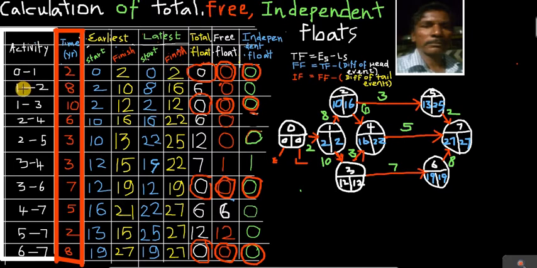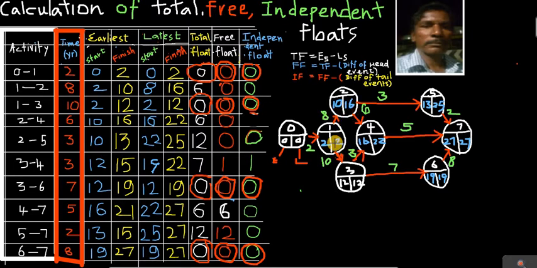Come to the next one, 1 to 2. 1 is here, 2 is here. Now is the latest start time 2 here? No, because if you come backwards exactly, what will we get here? 16 minus 8.